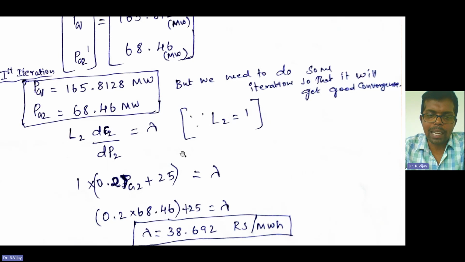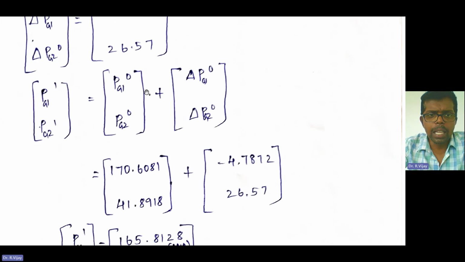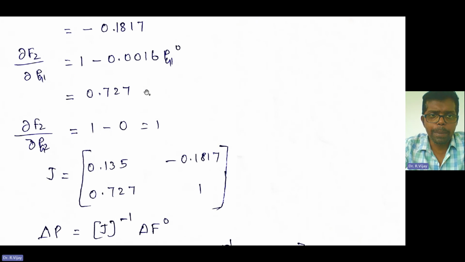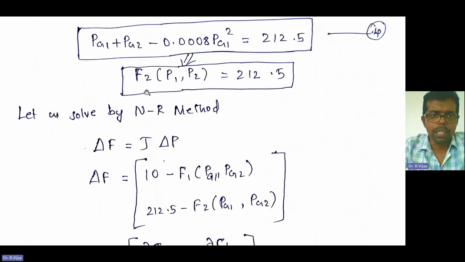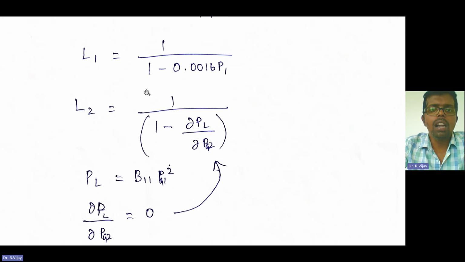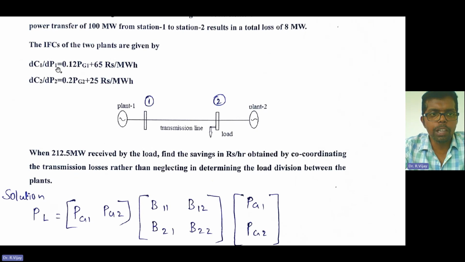Now we need to calculate the cost and also the savings obtained. DC1 divided by DPG1 is given in the problem. Now we need to calculate C1. We have already seen a similar kind of problem. DC1 divided by DP1 is given in the problem, and DC2 divided by DP2 is given in the problem. How to calculate C1?